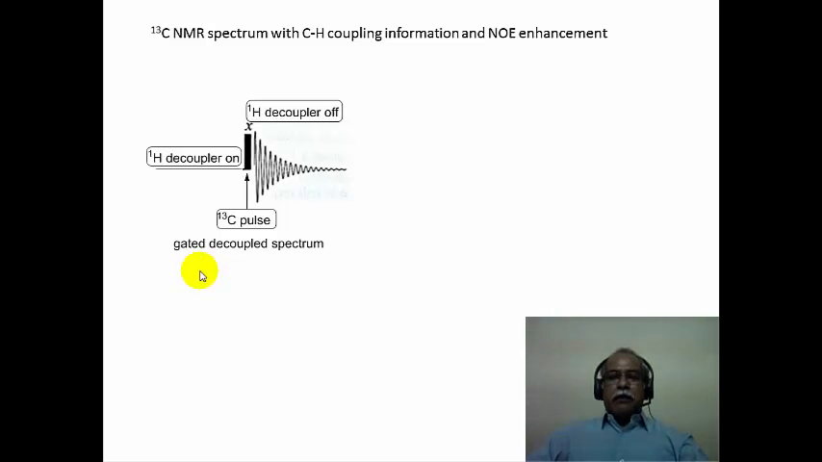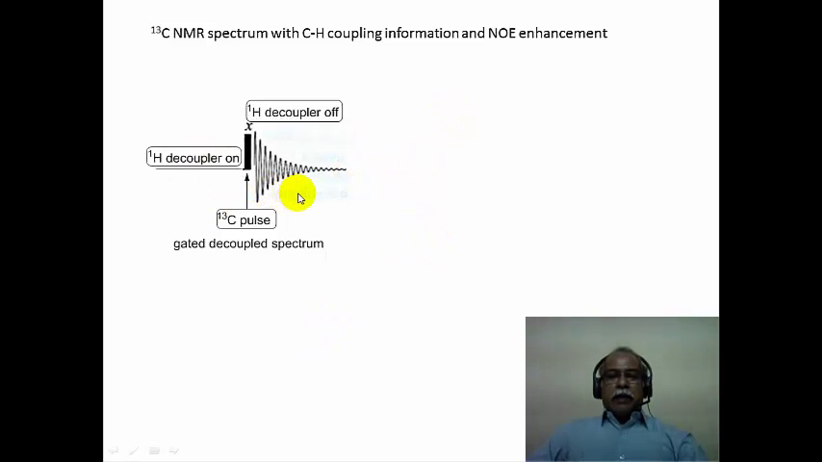Now let us have a look at the diagram that explains the nuclear Overhauser effect being observed in a carbon 13 spectrum. Now let us say, for example, this is where the carbon 13 pulse is applied. So this will be the pre-pulse duration and this will be the free induction decay, and then there will be a delay before the second pulse that takes place.